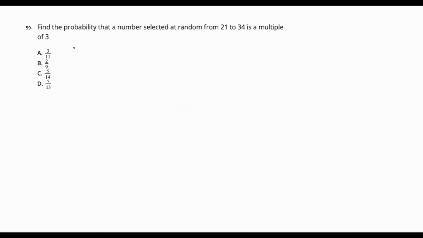Question 59 says, find the probability that a number selected at random from 21 to 34 is a multiple of 3. Now the probability is equal to the number of observations divided by the total outcome.